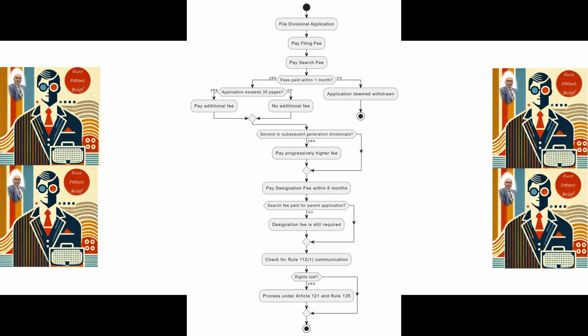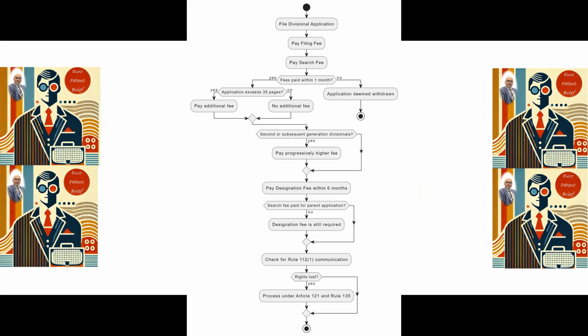Step by step. 1.4 Fees. 1.4.1 Filing, search, and designation fees. The filing fee and search fee for the divisional application must be paid within 1 month of filing the European patent application. This is your first critical deadline. 1 month. Let that sink in. It's easy to miss this if you're not careful.